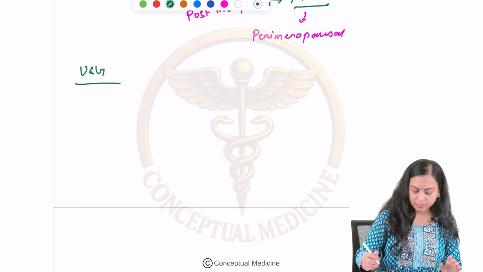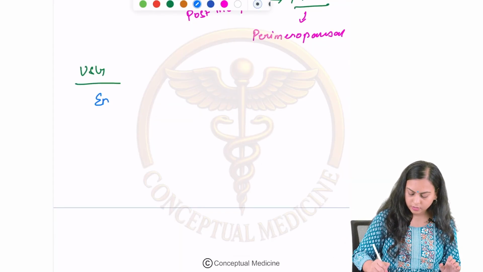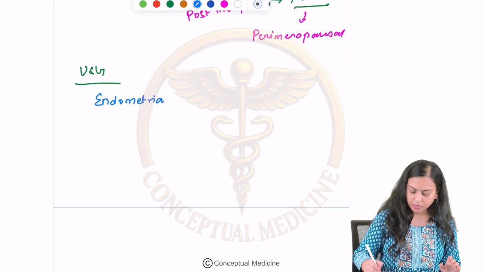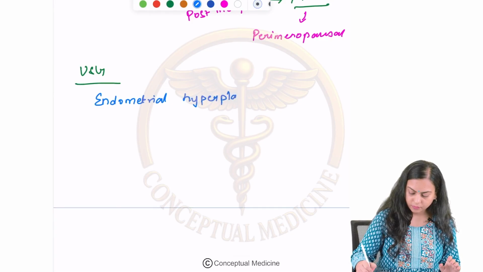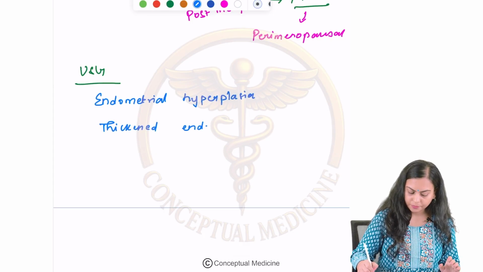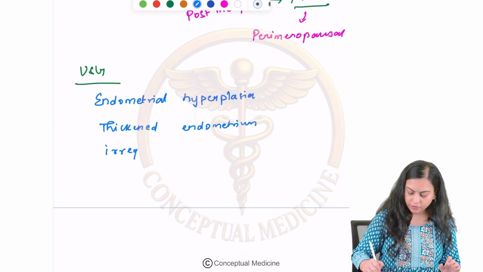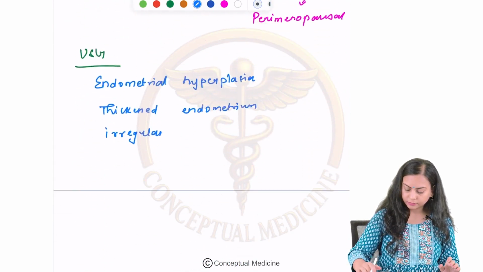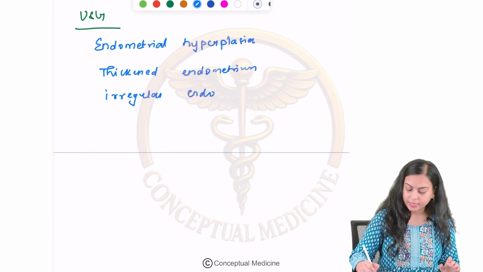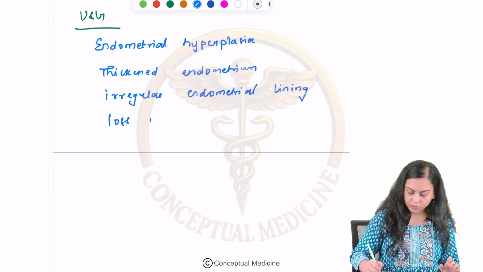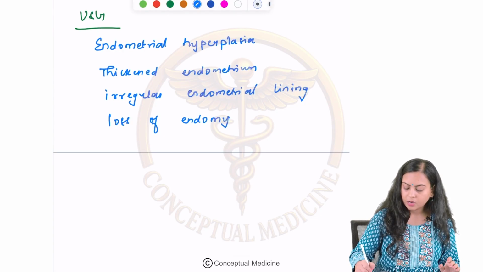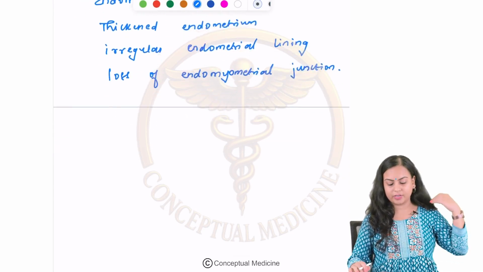Here, USG features can show endometrial hyperplasia, there can be thickened endometrium, then there can be irregular endometrial linings and loss of endomyometrial junction. Clear?